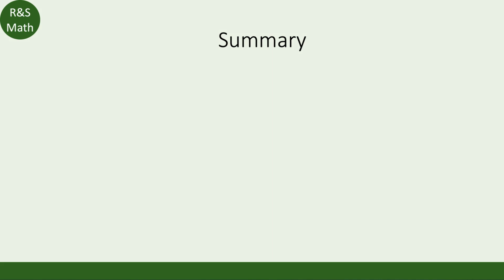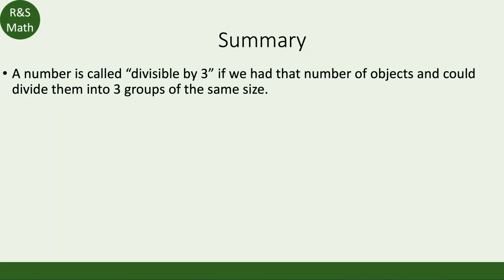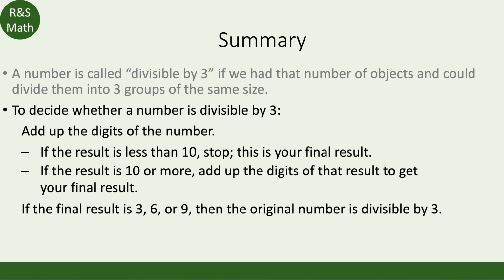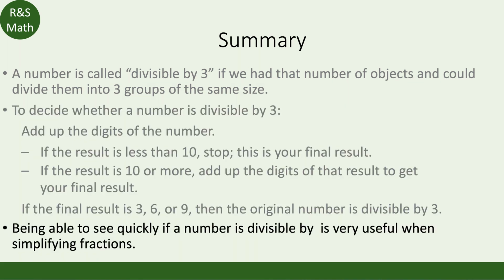Let's summarize what we have learned in this video. A number is called divisible by 3 if we had that number of objects and could divide them into 3 groups of the same size. To decide whether a number is divisible by 3, add up the digits of the number. If the result is less than 10, stop. This is your final result. If the result is 10 or more, add up the digits of that result to get your final result. If the final result is 3, 6, or 9, then the original number is divisible by 3. One time when it is very useful to know whether a number is divisible by 3 is when simplifying fractions.